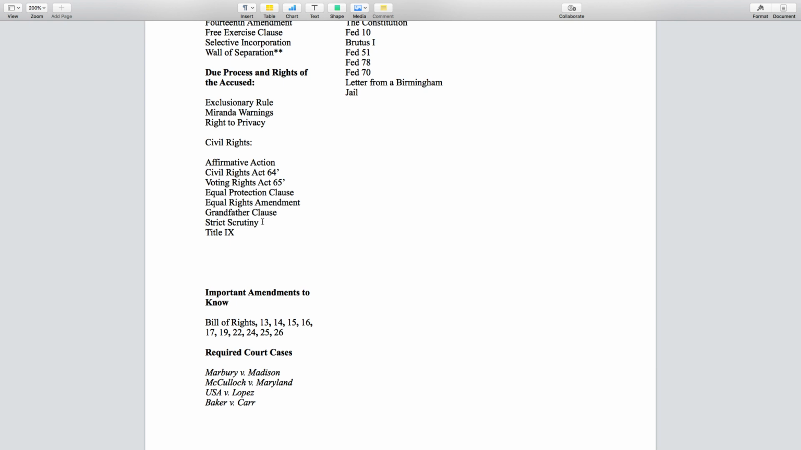Okay, so strict scrutiny is this idea that the Supreme Court, anytime they see a classification based on race, you're going to have a really tough time proving that it's not unconstitutional, based on the fact that the Constitution is supposed to be colorblind.